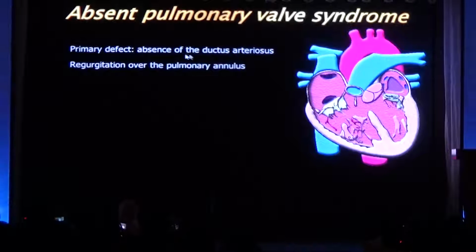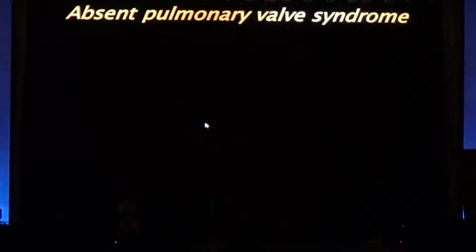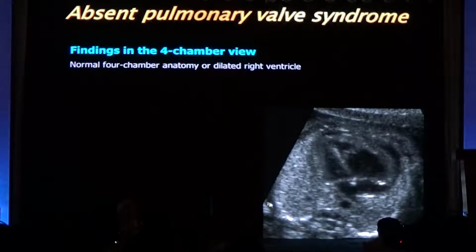So we don't have the ductus arteriosus, so the blood that enters into the pulmonary will have no choice but to come back into the right ventricle. And remember, regurgitation is what causes enlargement. There will be an annulus of the pulmonary which is very distended, but that prevents the normal development of the pulmonary valve. So when you look at the four-chamber, what do we see abnormal here?